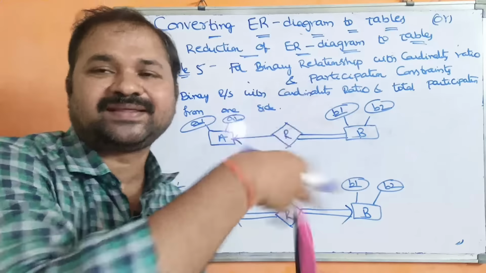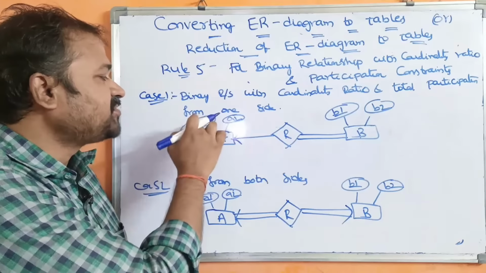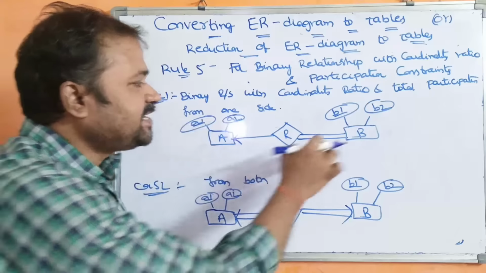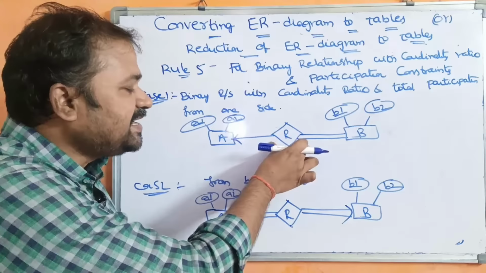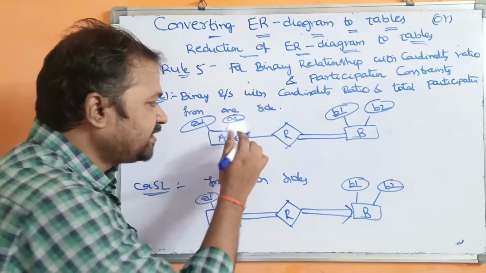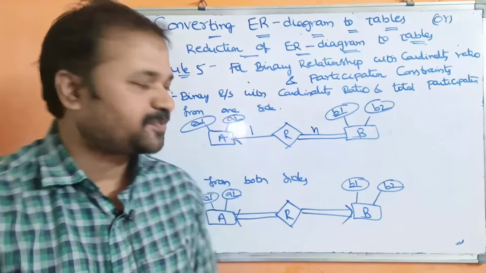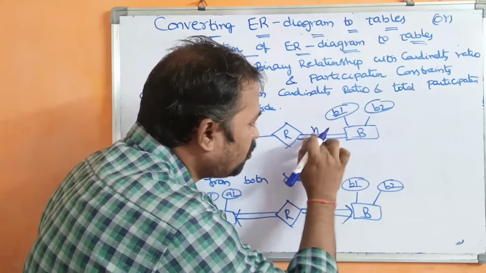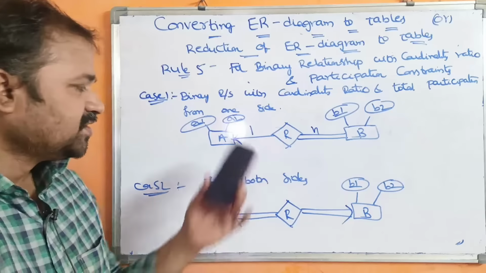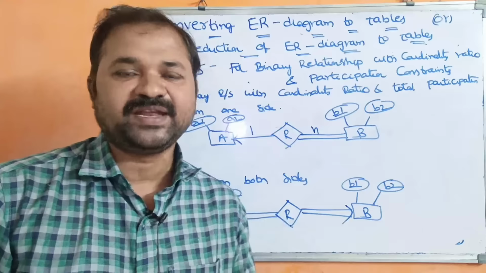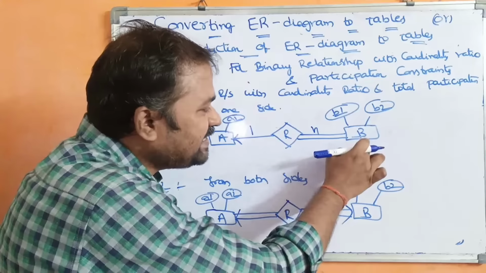Same example as the previous one. Here we have two entity sets A, B. A attributes are A1, A2; A1 is the primary key. B attributes are B1, B2; B1 is the primary key. Here the arrow is towards A, so the cardinality ratio is 1 to n, a 1 to many relationship. And here we have total participation from only one side. Already we have seen 1 to many: one entity of A is mapped to many entities of B.